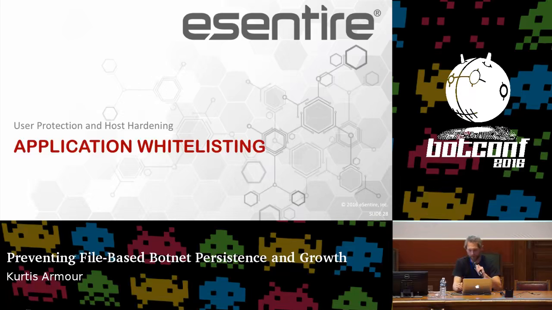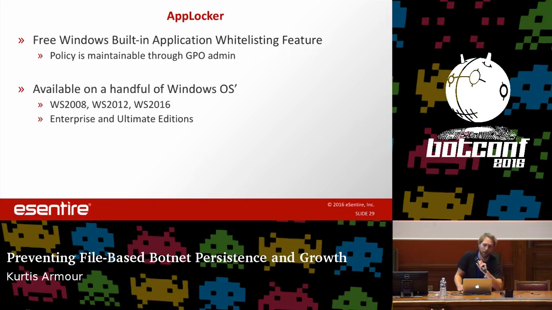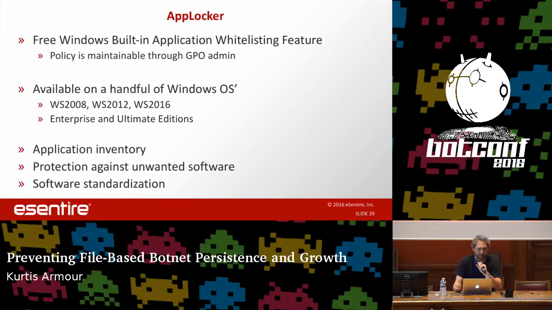Okay, so I'm going to talk briefly about some application whitelisting stuff. So I focused on AppLocker just because it comes free with some versions of Windows, and it's one of the basic ways of implementing application whitelisting in Windows. And its policies are maintainable through GPO. The features that it provides are application inventory, protections against unwanted software, as well as software standardization.